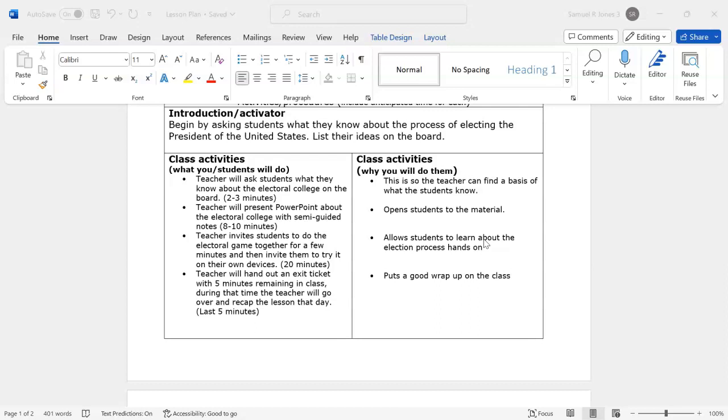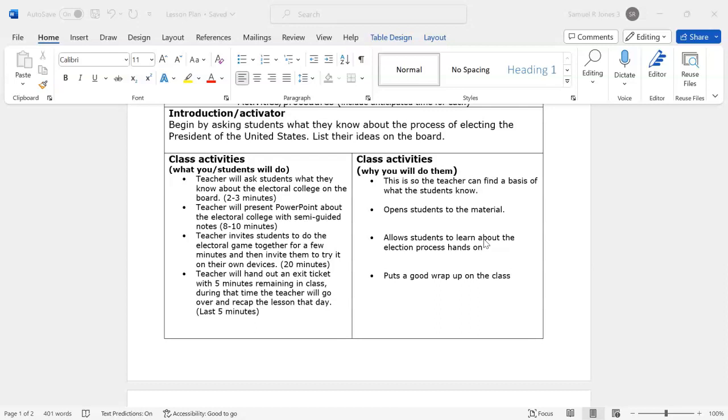I will then do my PowerPoint about the Electoral College, so the students can really be exposed to that material and begin to learn it. Then I'll share the link with them and they will play the game. First we'll do it on our own to get a feel for it, and then I'll allow the students to do that for 20 minutes or so. That way they can learn about the election process hands-on, which really hasn't been done before.